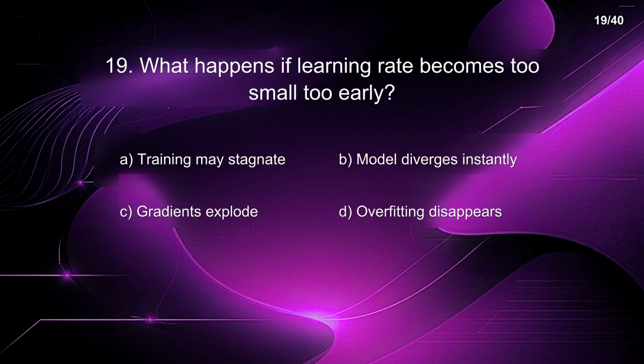19th question. What happens if learning rate becomes too small too early? A. Training may stagnate. B. Model diverges instantly. C. Gradients explode. D. Overfitting disappears. Correct answer is A. Training may stagnate.